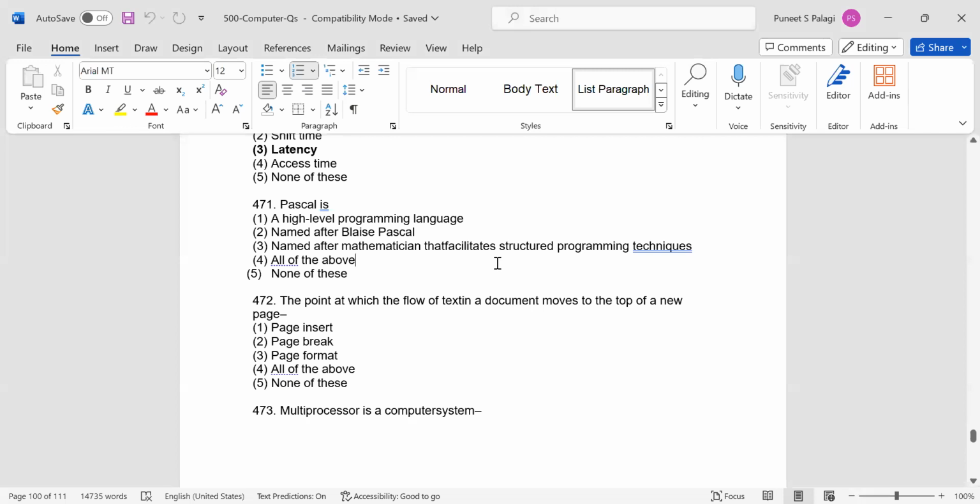The next question, Pascal: is it a high level language? Is it named after Blaise Pascal? Is it named after a mathematician that facilitates structured programming techniques? All of the above, none of the above. So with respect to Pascal, all these statements are true.